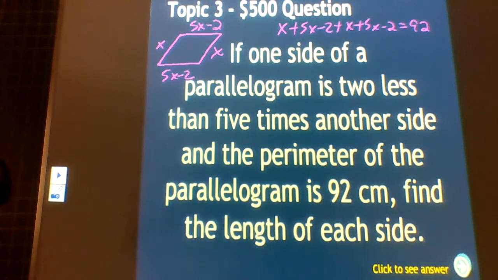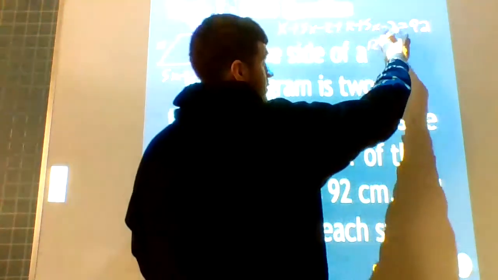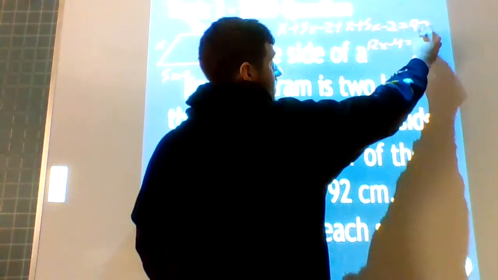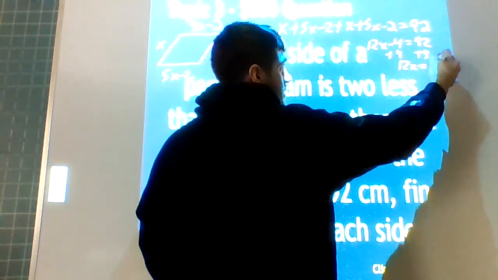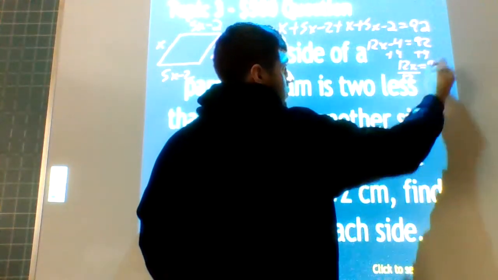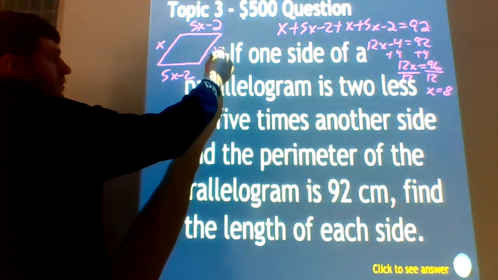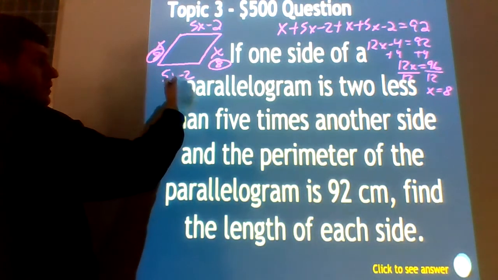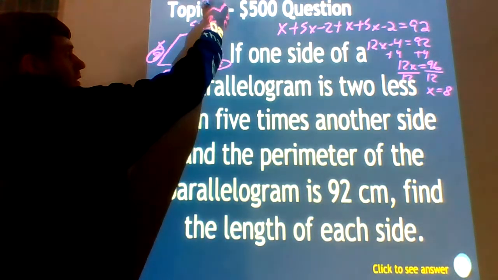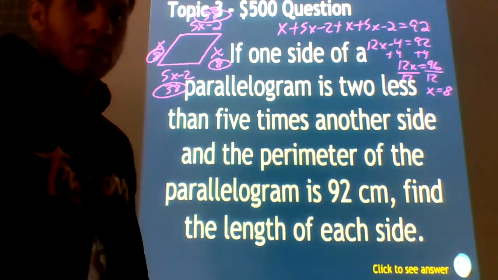Okay, combine like terms, and you can also check it in the calculator, or at least to find x. So that's going to be 12x minus 4 equals 92. You add 4 to both sides. 12x equals 96. Divide by 12. X equals 8. So these sides are 8. And then these are 5 times 8, which is 40, minus 2 is 38. So 38, 38, 8, and 8.